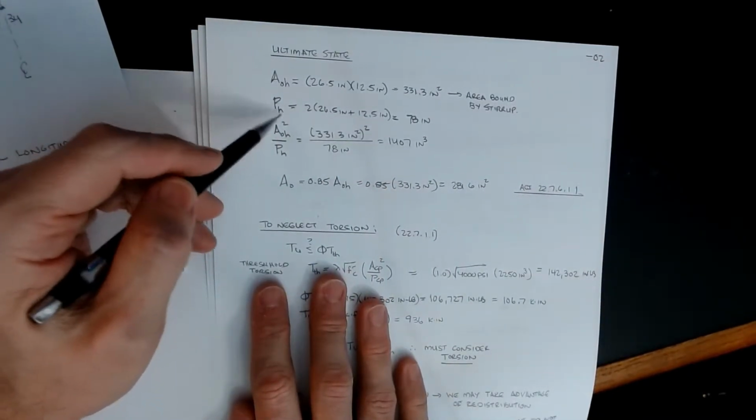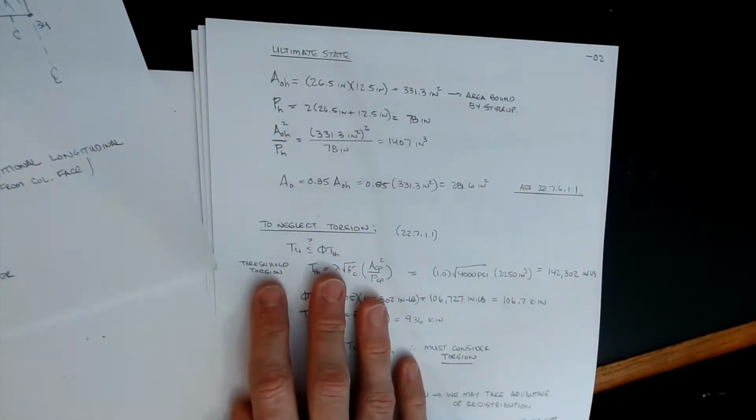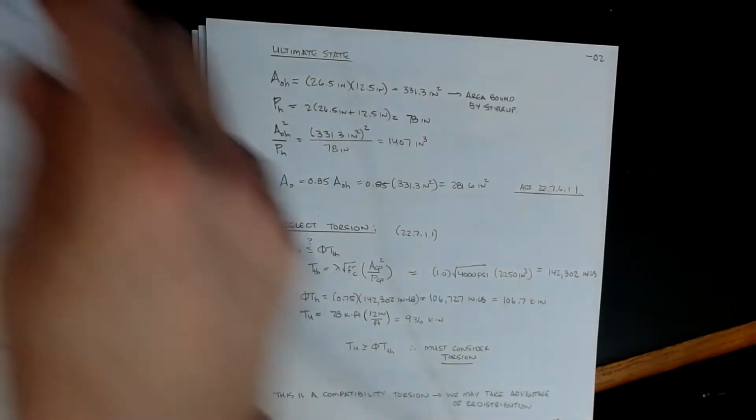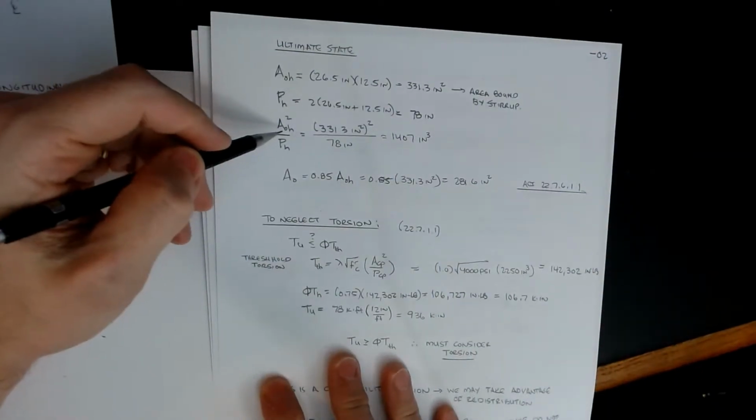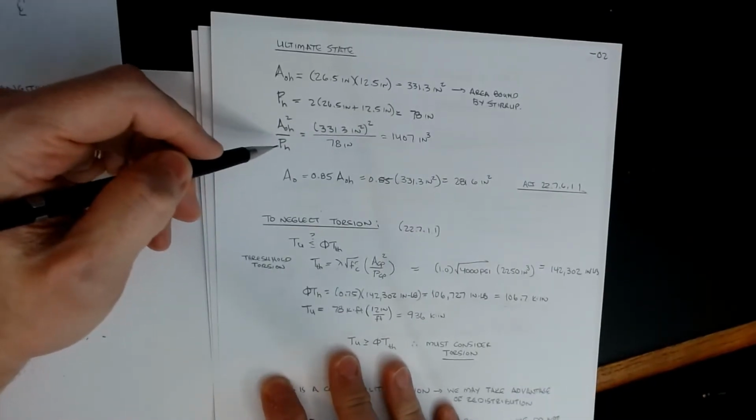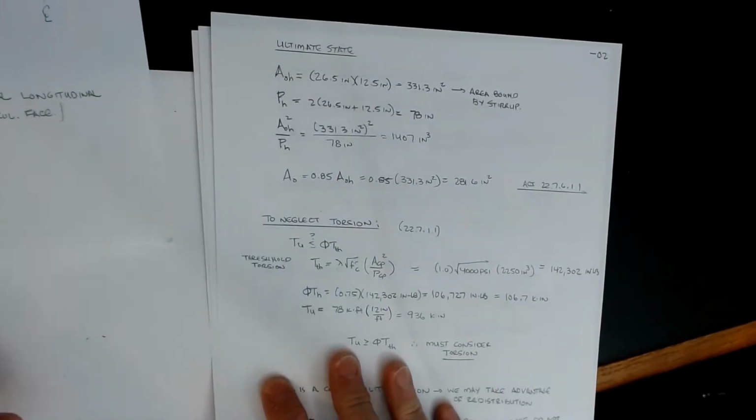The perimeter of that stirrup is 2 times 26.5 plus 12.5 or 78. Okay, again, so that's the perimeter around here. So we got that. And then, of course, I need an A naught H squared over PH. We may need that value, so I'll tally that. And if I do the math, you get 1407 inches cubed on that.